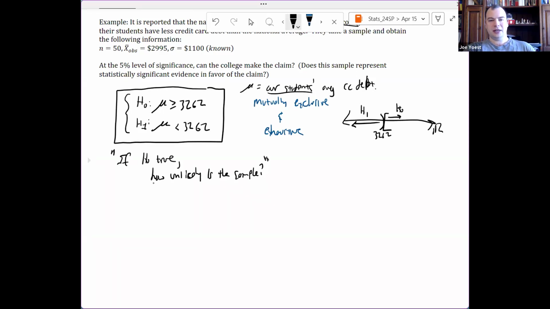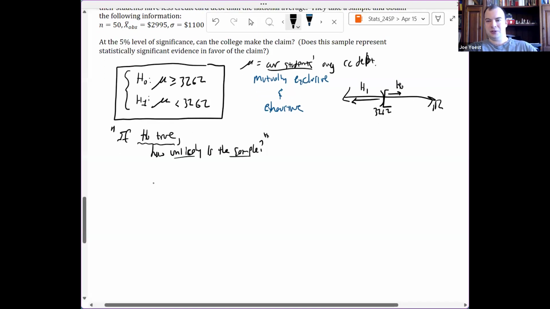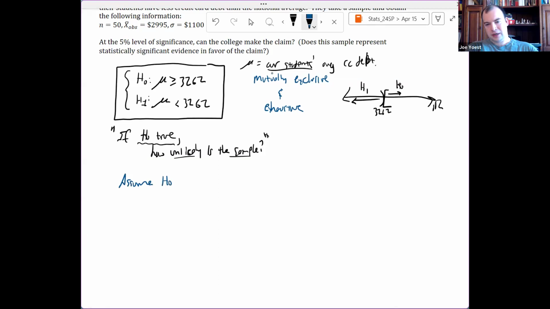If the sample would be very unlikely if H naught is true, and more likely under H1, then we reject H naught in favor of H1. If the sample is not very unlikely under H naught, whether or not it would be more likely under H1 is irrelevant. If it's not unlikely under H naught, then we don't reject H naught. So that's our decision criterion. Our decision criterion has to do with how unlikely the sample is under the null. So anytime we're doing hypothesis testing calculations, we start with an assumption. We assume H naught is true.